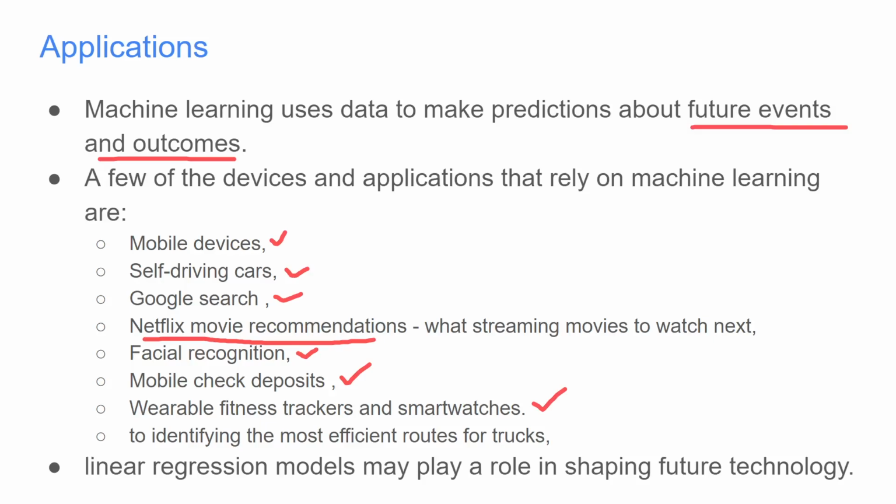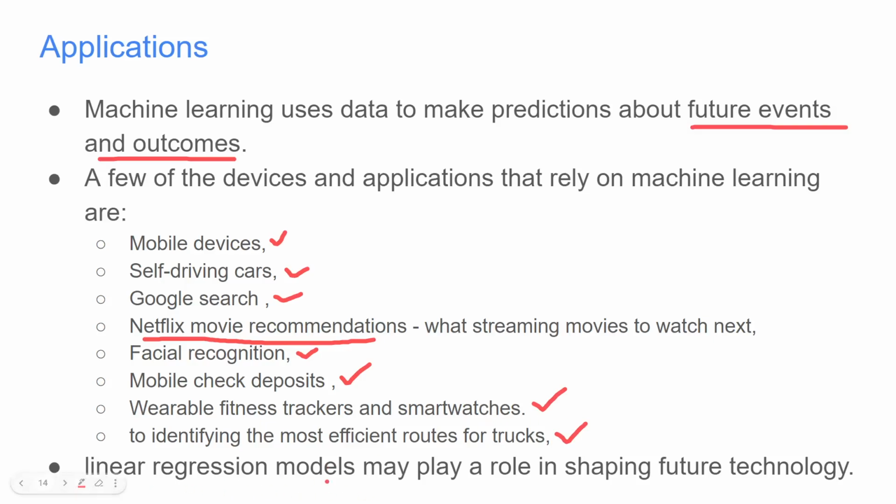It also measures the steps, counting your walking and calories burned. All of these use machine learning algorithms. Then to identify the most efficient routes for trucks and cars, Google Maps uses machine learning algorithms. These are examples of applications of machine learning algorithms.